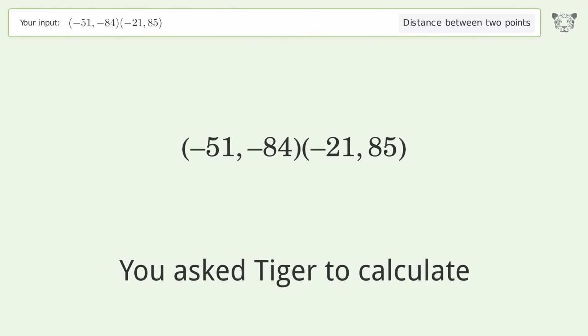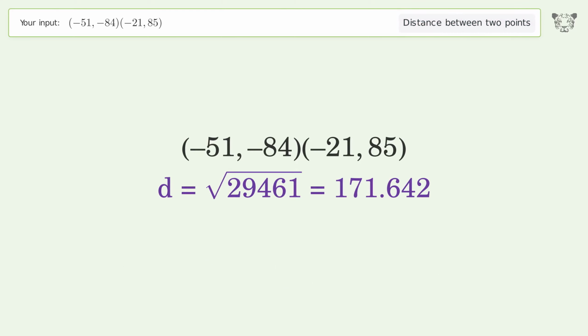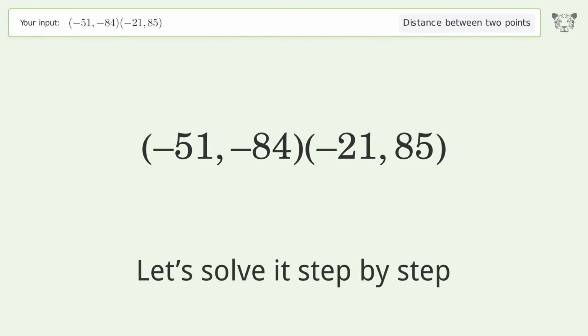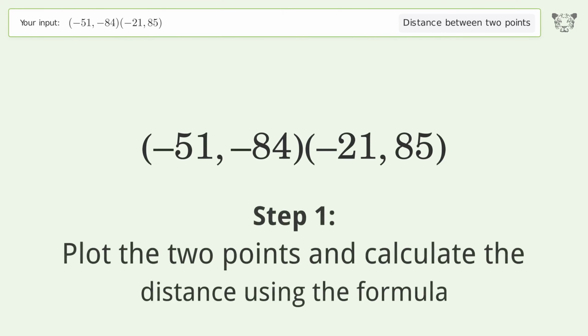You ask Tiger to calculate. This deals with the distance between 2 points. The distance between the 2 points is the square root of 29,461, or 171.642. Let's solve it step by step. Plot the 2 points and calculate the distance using the formula.